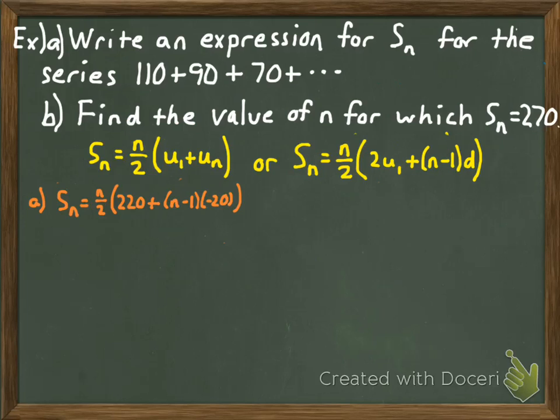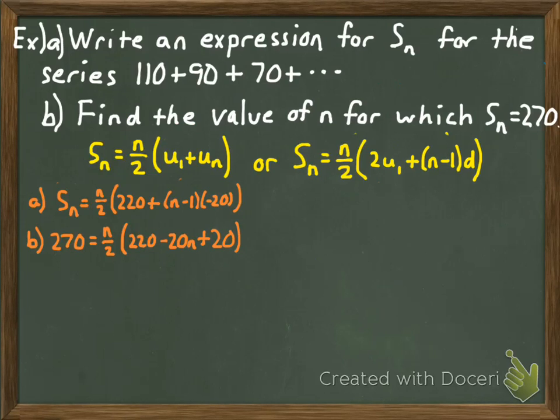Now what we're going to do in part B is we're going to say, all right, let's suppose that this sum is equal to 270. What would be the term number, the number of terms that we'd be adding together in order to make that sum reality? So we plug in 270 there, and everything else is going to kind of stay the same. We've got the n over 2 times 220. Now I'm going to do a little bit of simplifying here. Let's go ahead and distribute this negative 20. That will give me a negative 20n. And then negative 20 times negative 1 is plus 20. And just solve this equation for n.